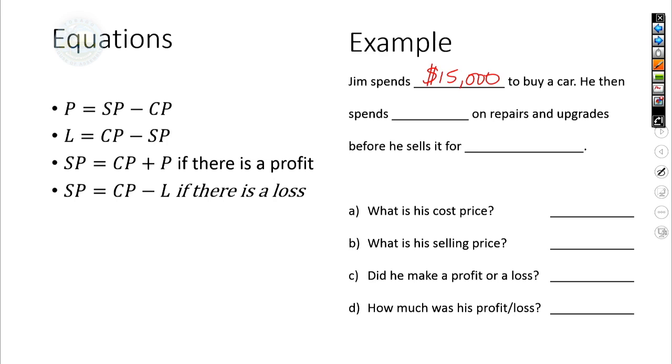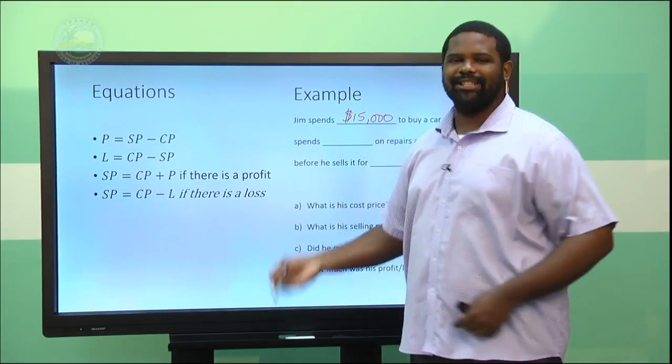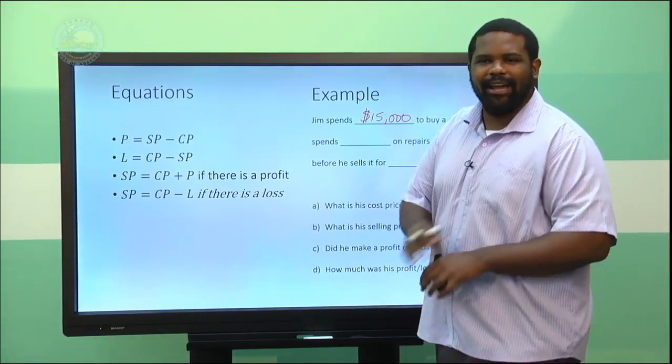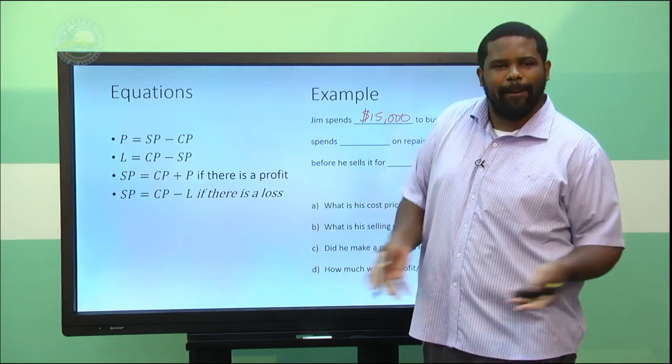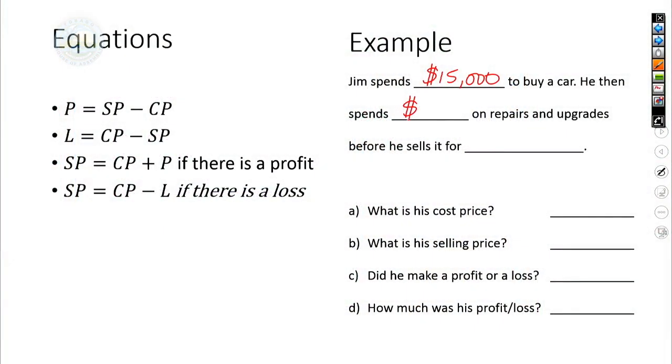He then spends some amount of money on repairs and upgrades. So he bought the car, and then he carried the car to the garage. He had to go and make sure the engine is good, change the oil, change the spark plug, and make sure that everything is good with the chassis and with the air conditioner, and make sure it's nice. Then he had to carry it to the body shop to do some painting and straightening and everything. So let me say he spent 4,000 on that.